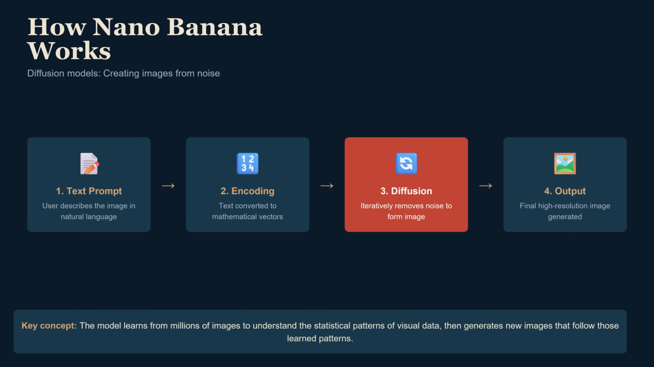How it works. Here's the basic thing about it. You just go from text to prompt describing what you want. The model encodes that text into mathematical vectors. Then, through a process called diffusion, it gradually removes noise from the random image until a coherent picture emerges.